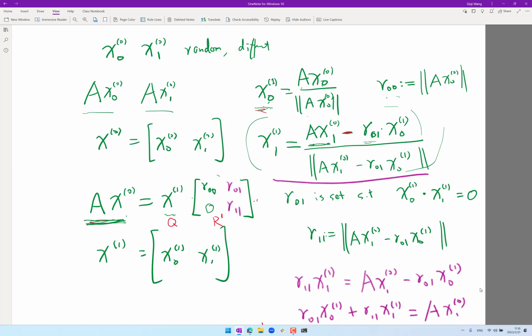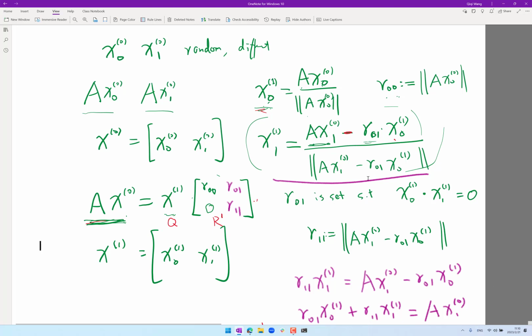So this is the subtraction sign. The R01 is computed such that it is a projection. The magnitude of the subtraction is scaled in such a way that after the subtraction, the new vector is orthogonal to x0. And then we normalize it. This is what we do to the second vector. In a generalization to multiple vectors, you also have a third vector, and you have to make the third vector orthogonal to both of the first two vectors.